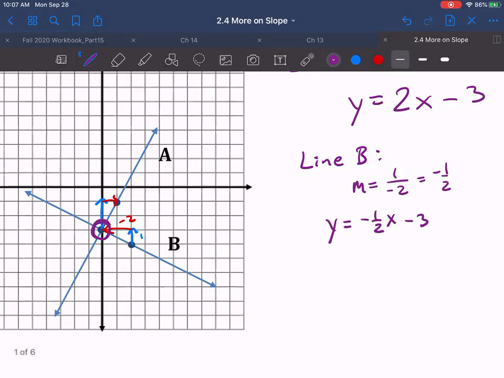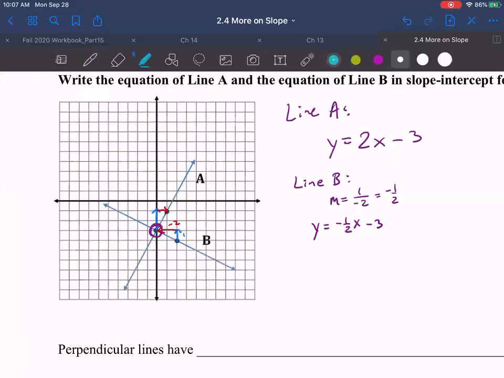So if we look at these two equations and we compare the slopes, we have a slope of 2 here, and here we have a slope of negative 1/2. Evidently, what this is telling us, and what turns out to be true, is that perpendicular lines have negative reciprocals as slopes.